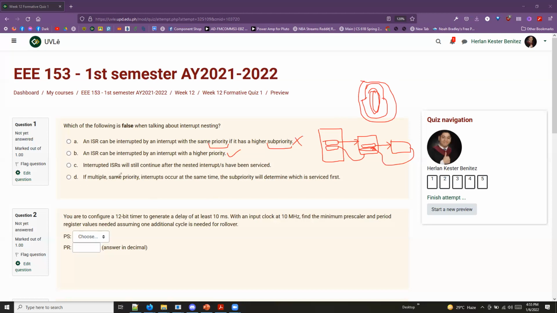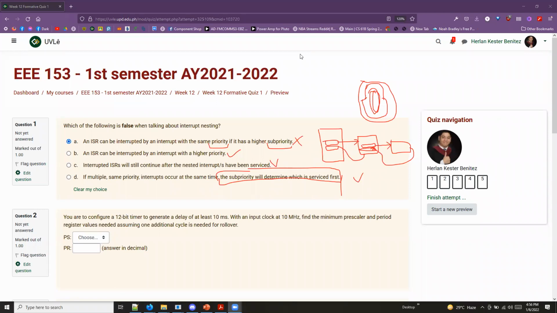Lastly, if multiple same-priority interrupts occur at the same time, sub-priority will determine which is serviced first. Actually, this is the main reason why we have interrupt sub-priority. So this is also true. So true, true, true. The only thing false is letter A.